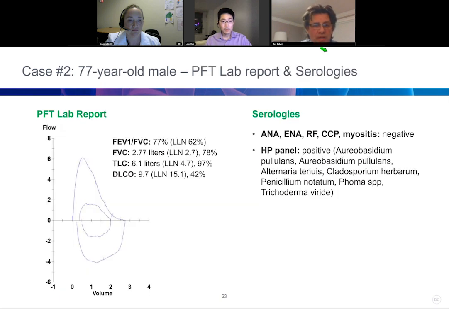You can see his pulmonary function testing here. He has a mild restriction on spirometry, but when you look at the plethysmography, he actually has preserved total lung capacity. You can see the diffusing capacity, on the other hand, is quite low. So you're automatically thinking, in a fibrotic lung disease patient, about a combination of an obstructive and a restrictive lung disease like CPFE. His serologies in this case were negative, but he does have some positive serologies for HP.